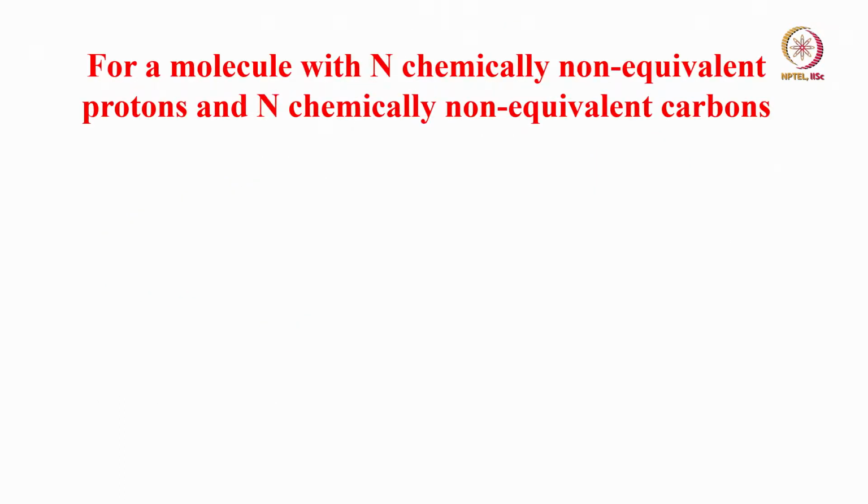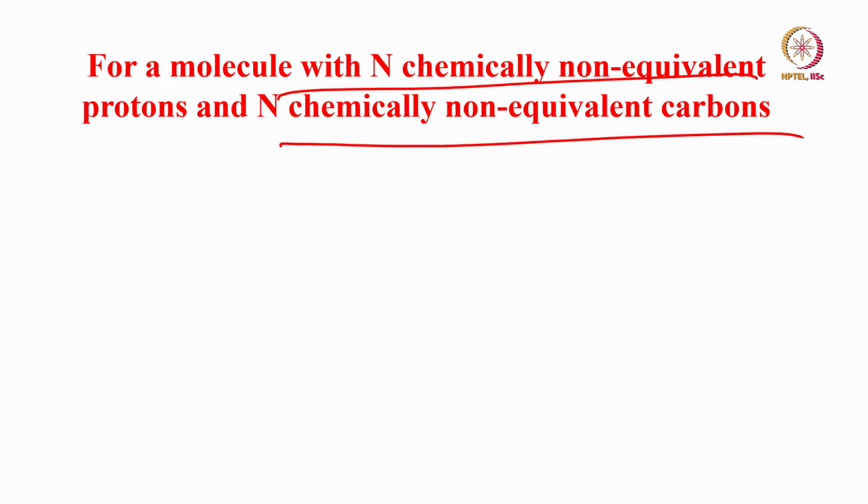Very easy to understand. So remember this statement. It's a very, very important statement. Consider a big molecule with n chemically non-equivalent protons and n chemically non-equivalent carbons. n chemically non-equivalent protons means n groups of proton signals are there. n chemically non-equivalent carbons means there are n carbon peaks which are coupled to protons.